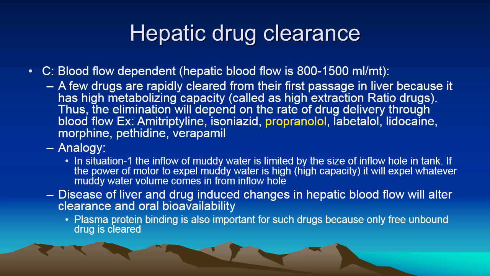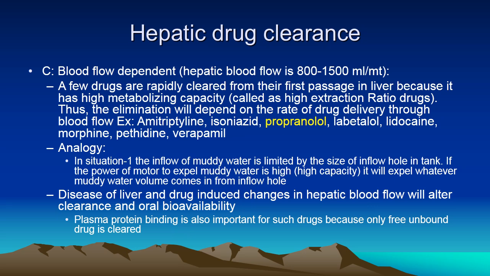Now you can see the impact of blood flow on this aspect. In situation 1, the inflow of muddy water is limited by the size of the inflow hole in the tank. If the power of the motor to expel muddy water is high, it will expel whatever muddy water comes from the inflow hole. Therefore, here the limitation is the flow rather than the extent of metabolism, because of the high capacity of metabolism. Disease of the liver and drugs used could induce changes in hepatic blood flow, and therefore they will alter drug clearance and oral bioavailability by changing the pre-systemic elimination.